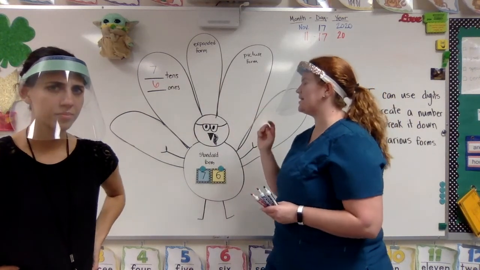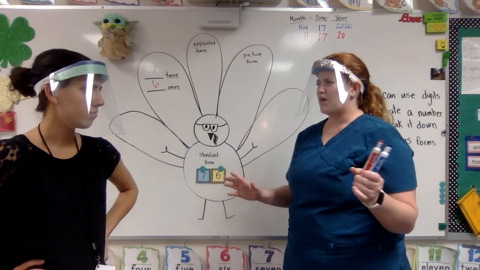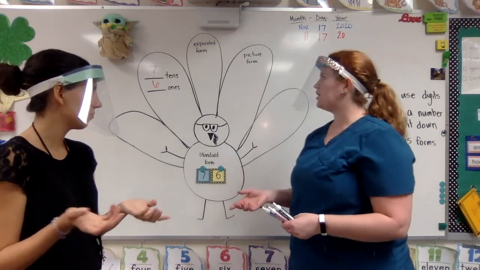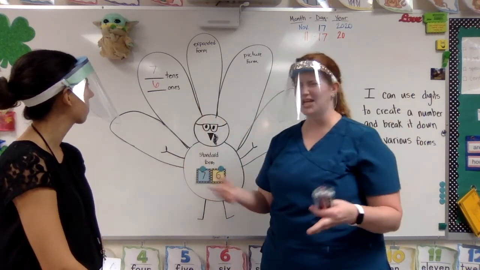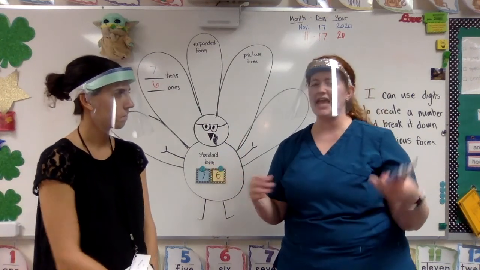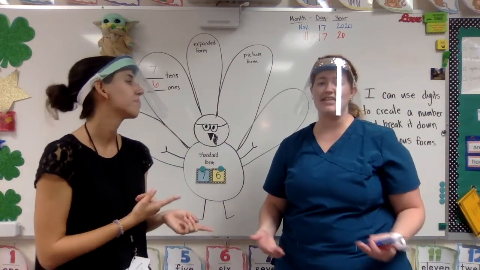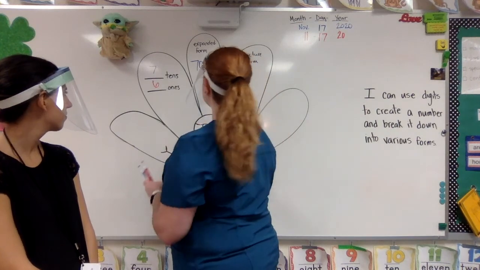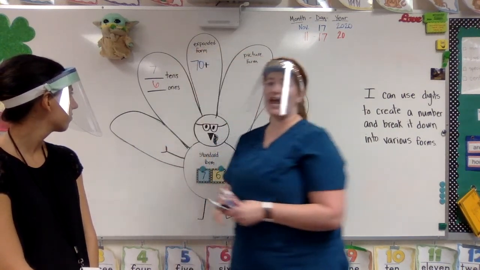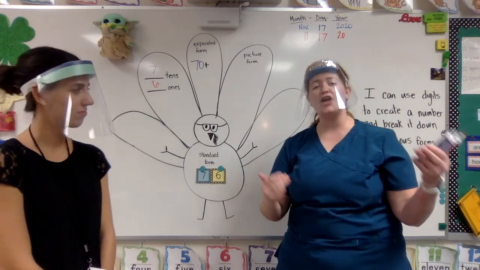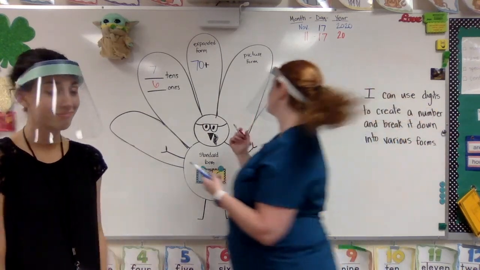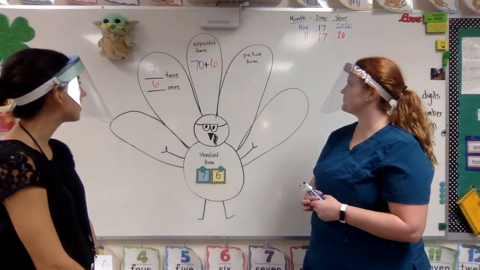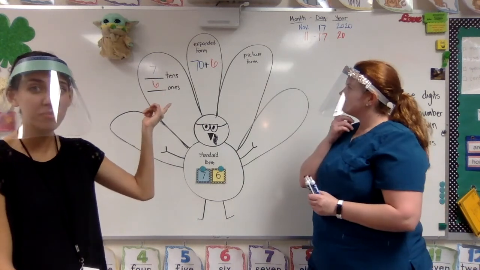My next one is expanded form. Okay, expanded form was the value of my tens plus the value of my ones. Well, I have 7 tens, but it's not 7. I know that 7 tens has a value of 70. It's worth 70. So I'm going to say 70 plus the value of my ones. And I have 6 ones, so the value of 6 ones is just 6. So 70 plus 6.